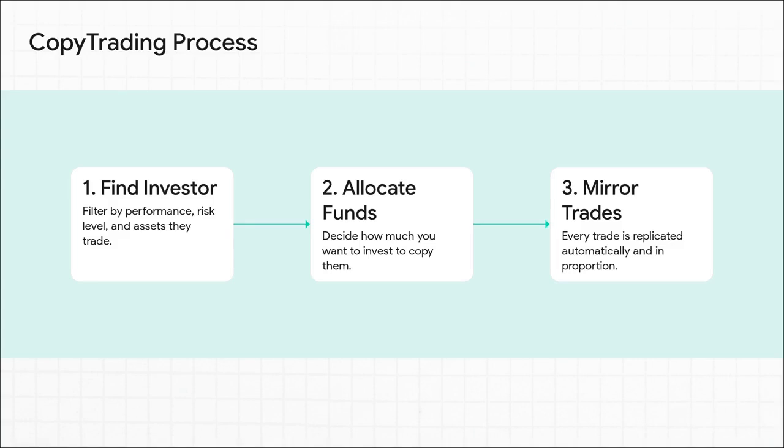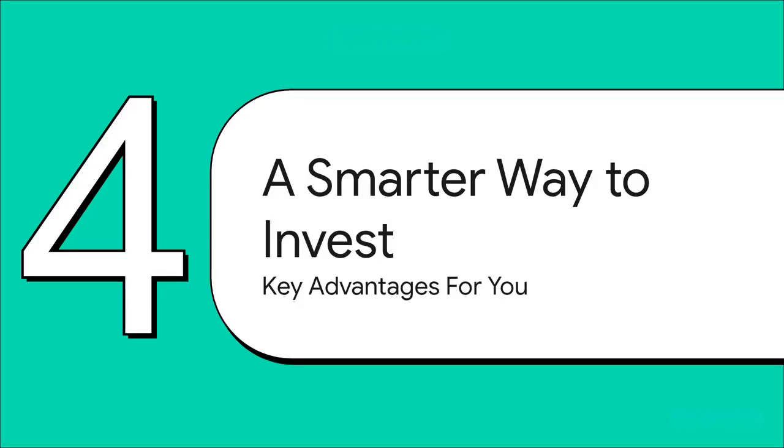Step 2, you decide how much of your own funds you want to use to copy them. And then step 3, and this is where the magic happens. Your account just mirrors theirs. When they buy, you buy. When they sell, you sell. And it's all done proportionally. So, if they put, say, 5% of their portfolio into a stock, the system automatically puts 5% of your allocated money into that same exact stock. Simple as that.